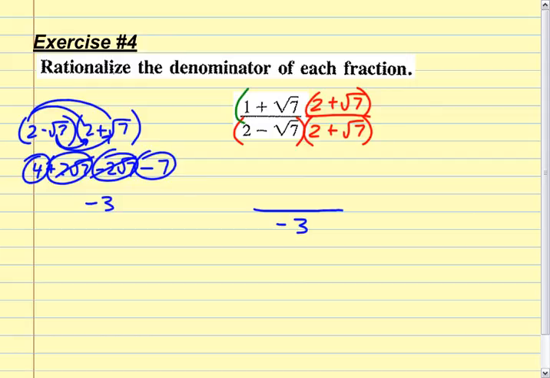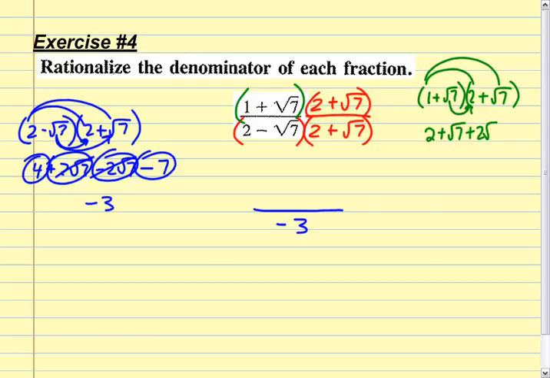All right. Let's multiply those 2 things. So I've got 1 plus root 7 times 2 plus root 7. 1 times 2 is 2. 1 times root 7 is just root 7. 2 times root 7 is 2 root 7. Root 7 times root 7 is root 49, also known as 7. Add these 2, I get 3 root 7. 2 and 7 is 9. So now on top I've got 9 plus 3 root 7.